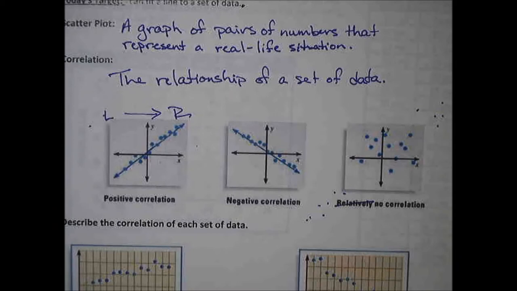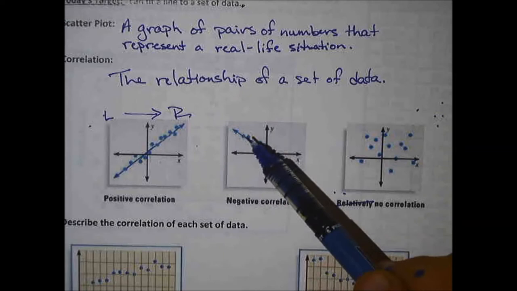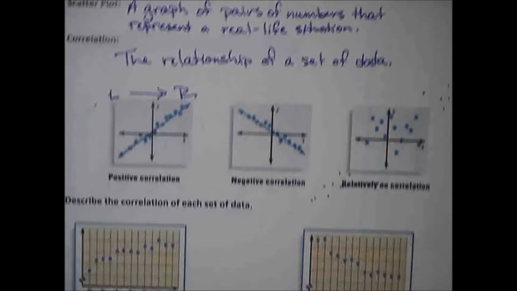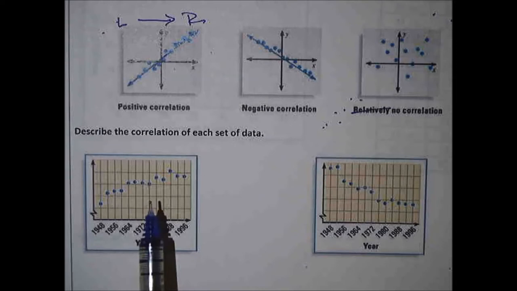really what we're looking at here is the slope of the imaginary line that we've made. This blue line usually isn't there when you're just looking at a set of data. It looks more like this. Maybe they're all sort of in a line, but they usually don't have a line that comes with it. So let's look at these two down below and describe the correlation of the set of data. If you squint your eyes and it looks more like a line, what kind of slope would that have? Positive, negative, or no real comparison?